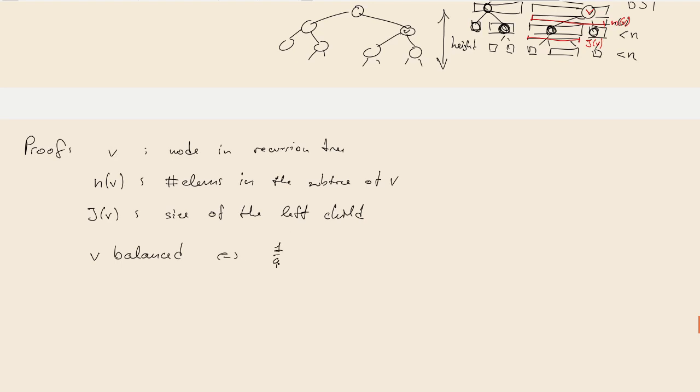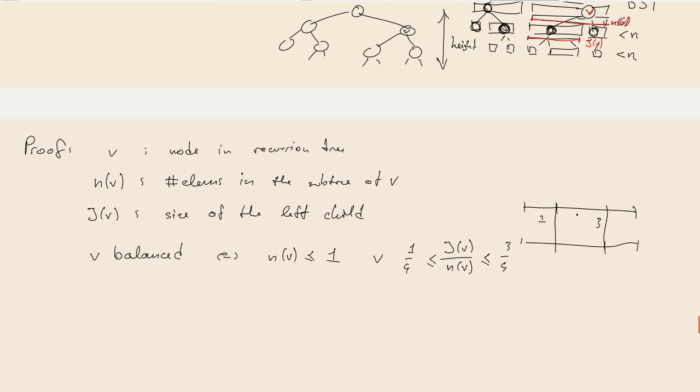Well, either if the subtree size of this node is just a single element. In that case, it's balanced because we don't continue. Or this j divided by n, so the fraction of elements that went to the left, is bounded above and below, namely by 1/4 and 3/4. I'm sorry. So what this means is that the split is never worse than 1 to 3, and symmetrically also, right? And this means that essentially our pivot must be in the middle half. This is roughly the idea.